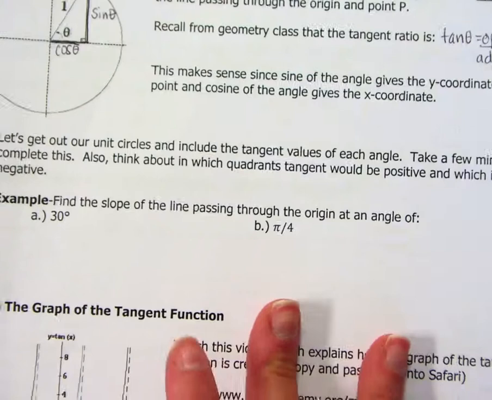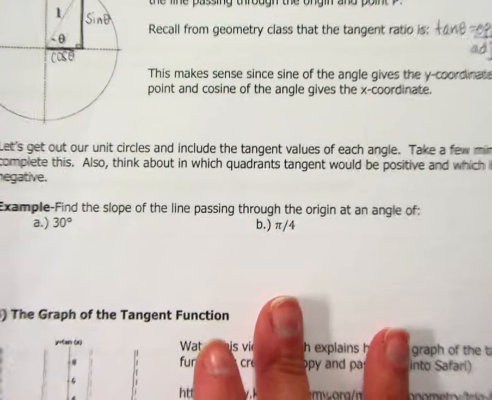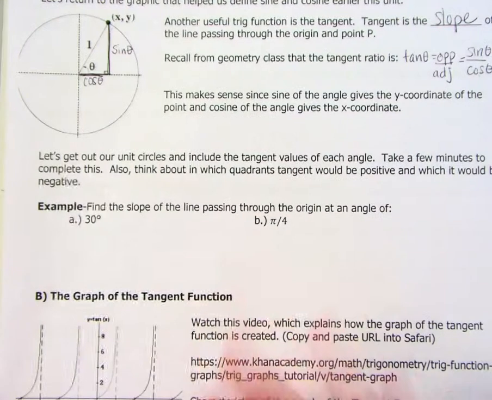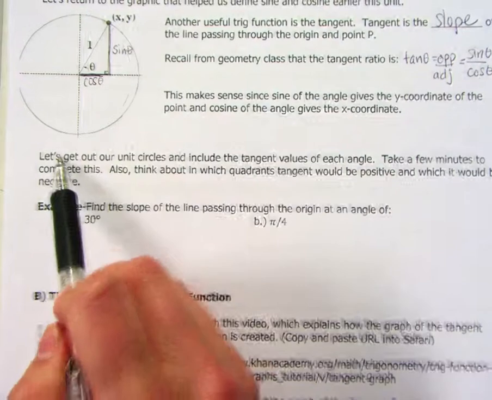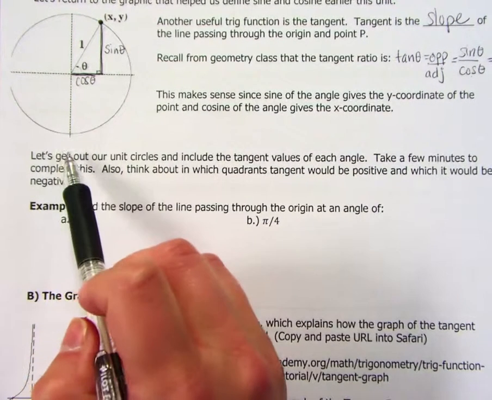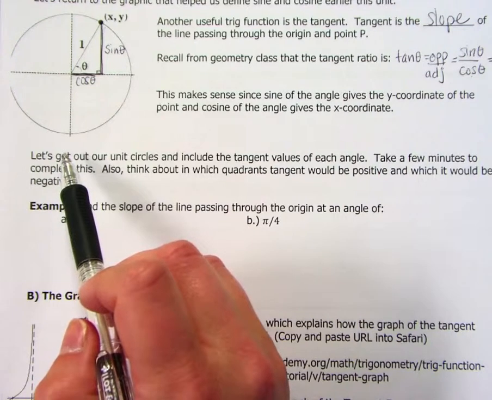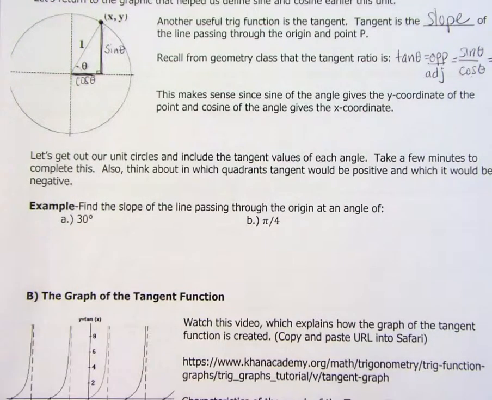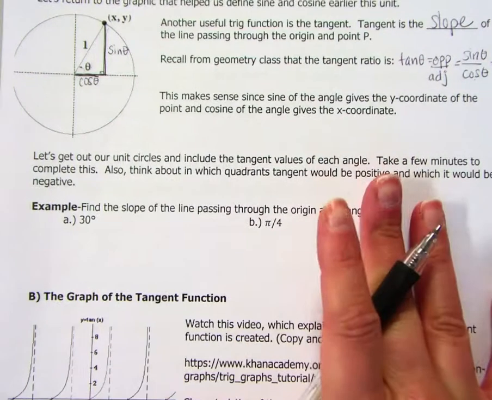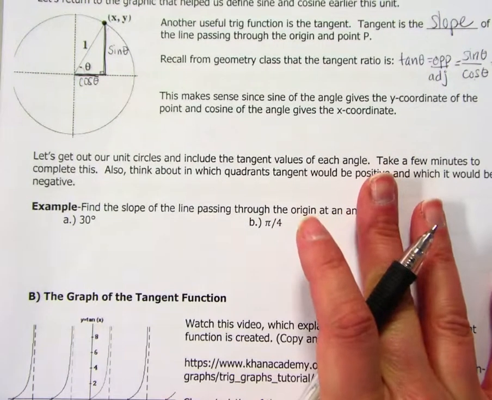Alrighty. I'm not going to have you do this right now. But what I would like you to do at some point is add all of your tangent values to your unit circle. So all that means is you're going to calculate, I don't have mine handy, the ratio of your sine over your cosine values. Okay? Again, I don't want you to do that right this second. But when we're done with this, then I will have you take some time to do that, okay?